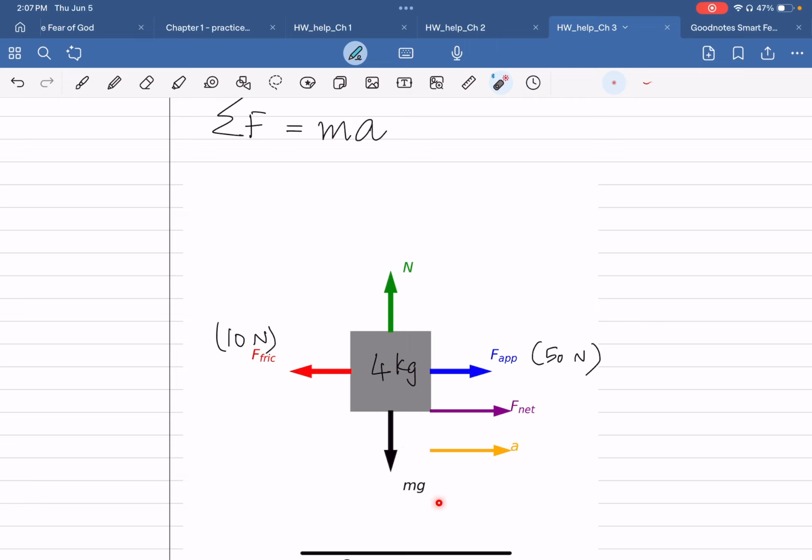So weight is always mass of the object times the acceleration due to gravity, which you know is 9.8 meter per second squared. So if the mass of an object is 1 kilogram, then its weight is 1 multiplied by 9.8, which gives, of course, 9.8 newtons.